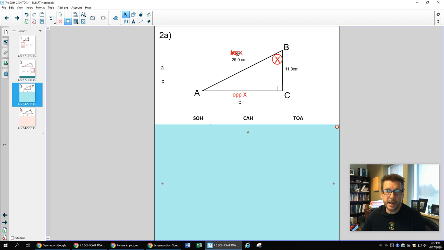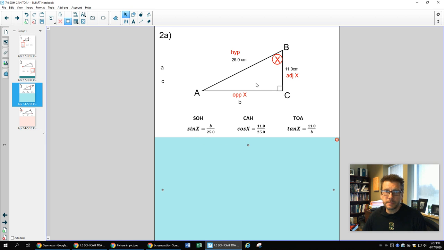And the third side, well, 11's got to be the adjacent side. It's not opposite. It's not hypotenuse. So it is the adjacent to angle x. So again, we always want to start off labeling our triangle. Next thing we want to do, let's write our ratios.